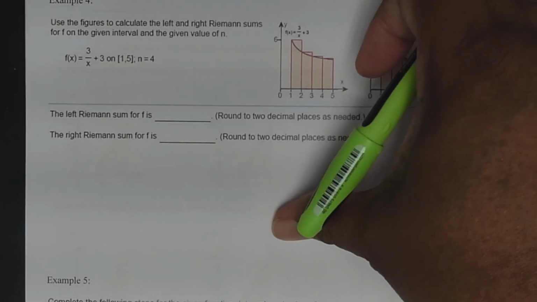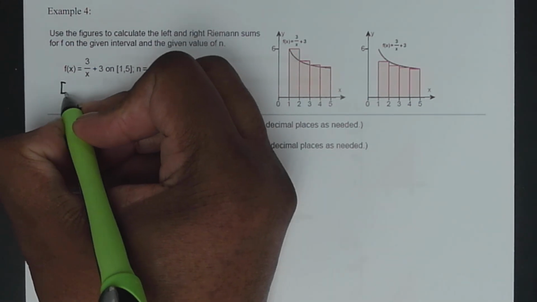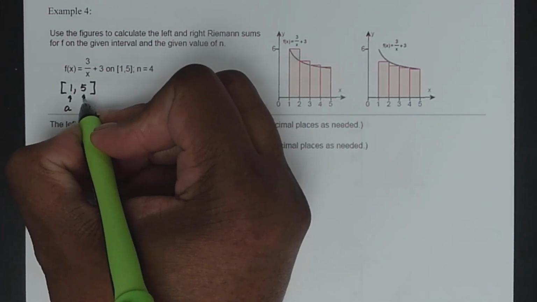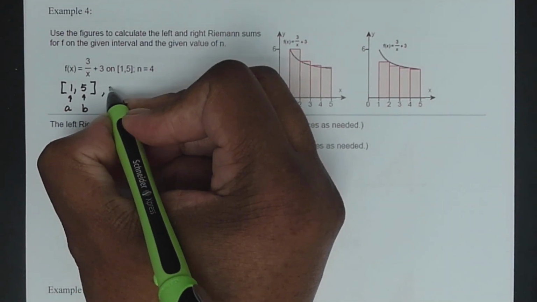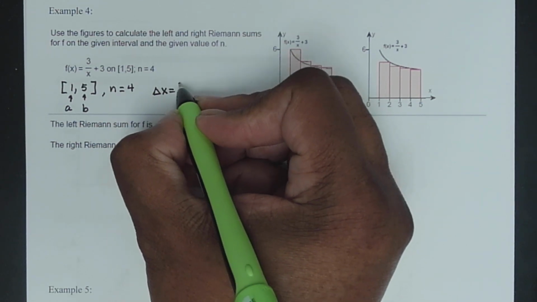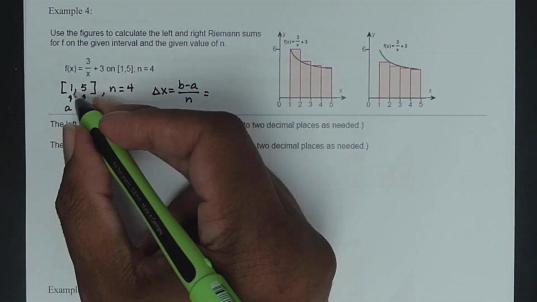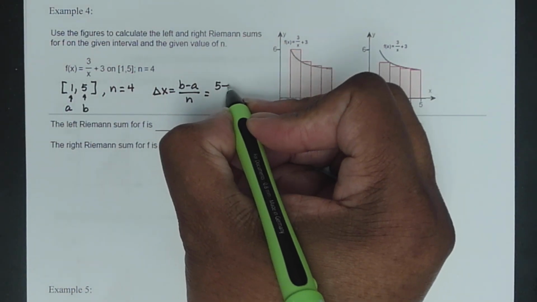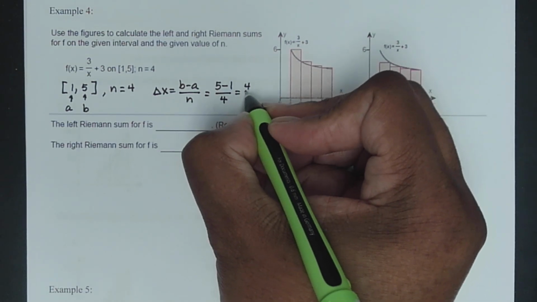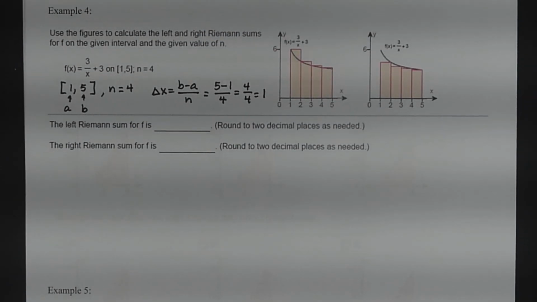All right, in this case here, the interval is from 1 to 5. So that means a is going to be 1 and b is 5. And we have n to be equal to 4. So that means delta x, we can find that out by doing b minus a divided by n. Well, the b is 5 and the a is 1. So we have 5 minus 1 in the numerator divided by n, which is 4. 5 minus 1 will be 4, so 4 divided by 4 is 1. So our delta x will be 1.